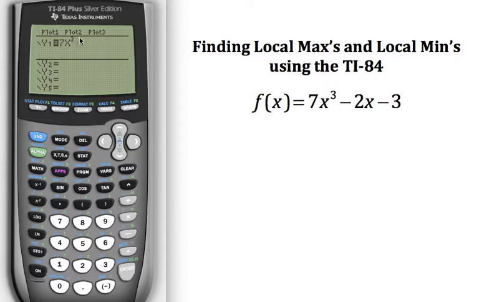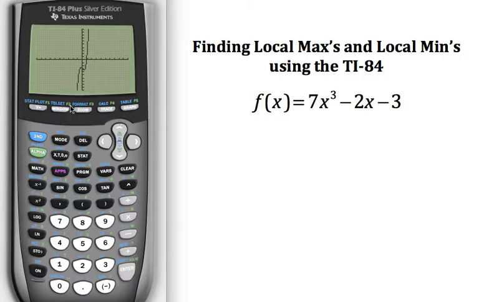So I'm going to do 7x raised to the third. All right, and again, that cursor is still up there in that exponent, so you're going to want to make sure to arrow to the right before you finish entering the equation: minus 2x minus 3. Now, you could just hit graph and see what it looks like. I think I want to put the standard viewing window on, so if I hit zoom 6, that's going to give me the standard viewing window.